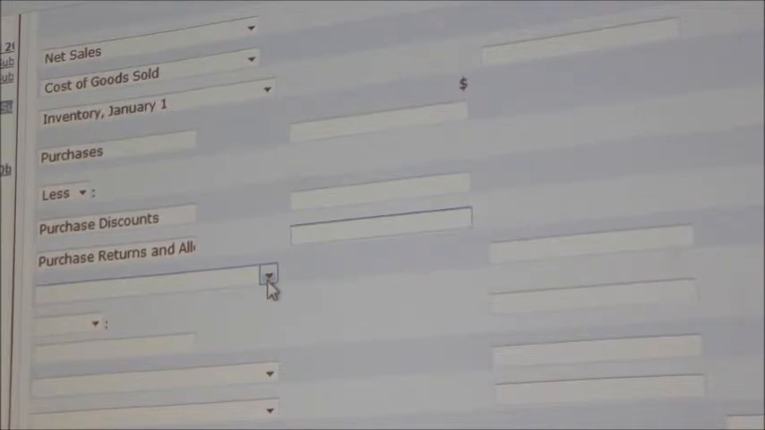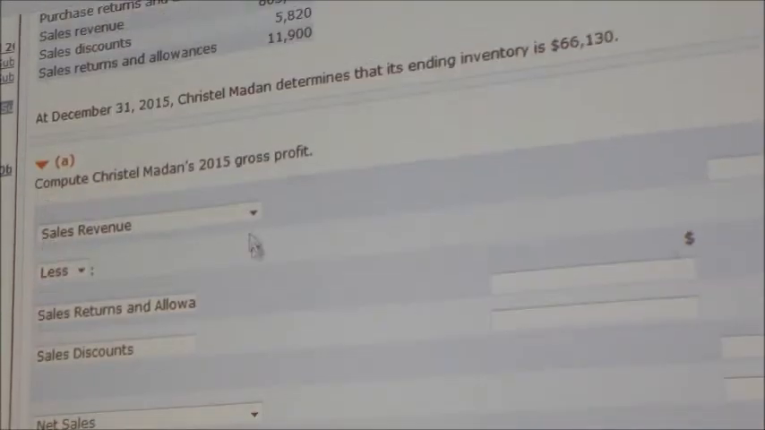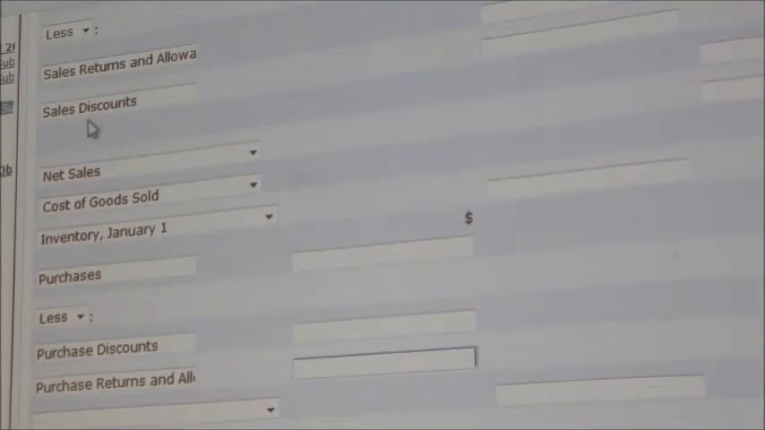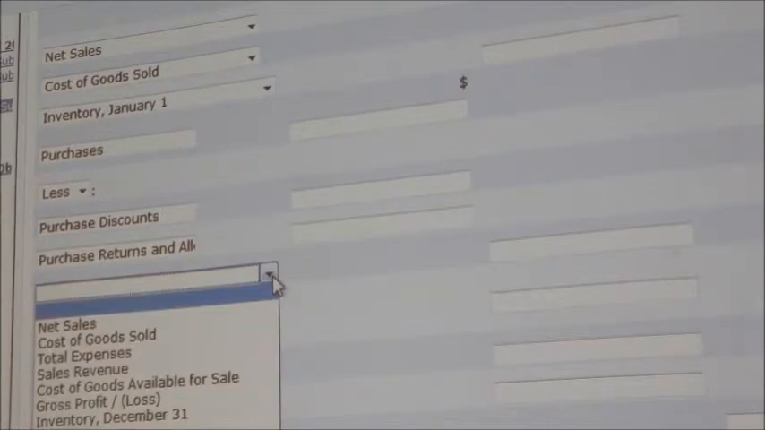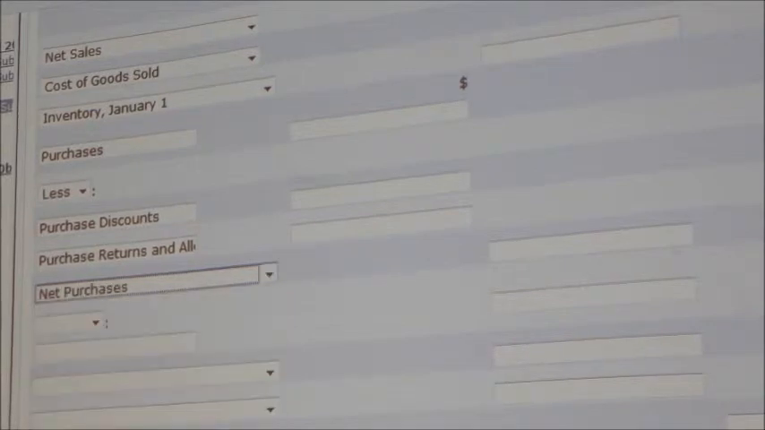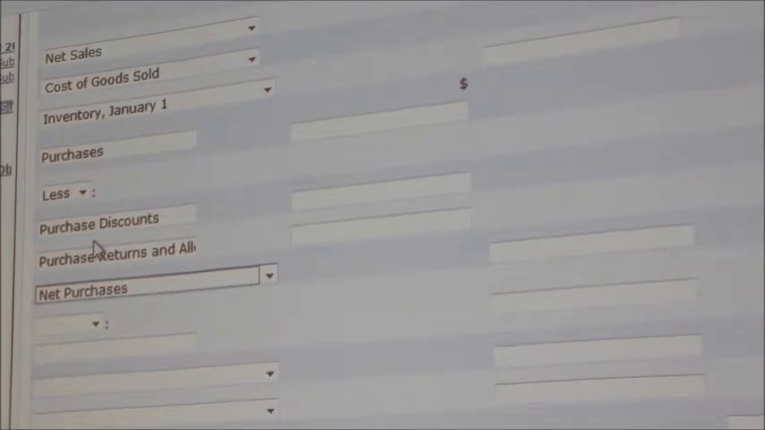Usually when you have a drop down, you have some kind of a total, but not always, but this one is. Did we already put in discounts and returns? We did, for sales. That was me giving a discount, this is me receiving a discount. What do you think this might be? Net purchases. My purchases less what I returned and what I saved a little bit of money on.